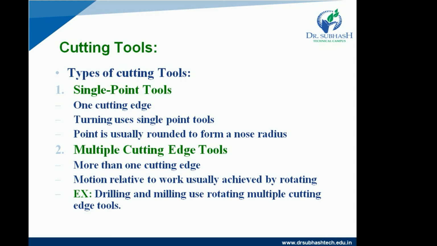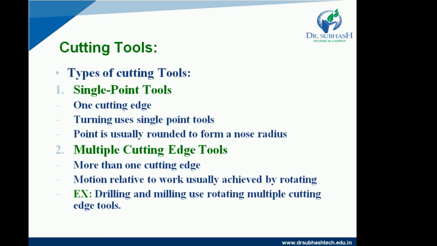Now after completion of the machine tool, cutting tool. Types of cutting tool we already discussed. Mainly we can classify it into two categories, that is single point cutting tool and multi-point cutting tool. Which one is single point? If there is one cutting edge, turning uses a single point only. The point is usually rounded to form a nose radius, so that is a single point cutting tool. That is also what we are using in the lathe example.